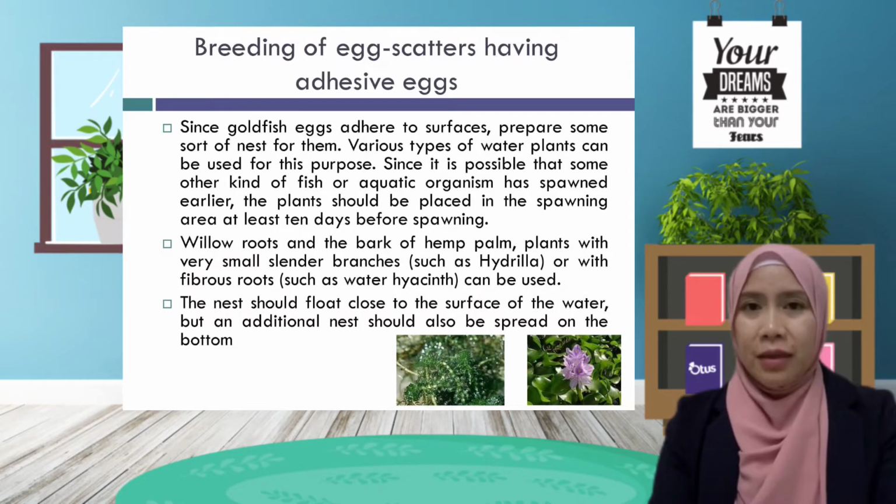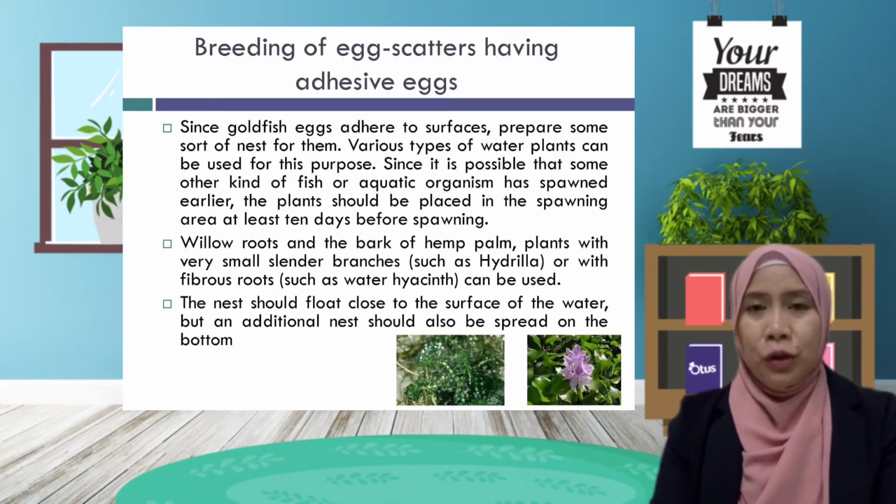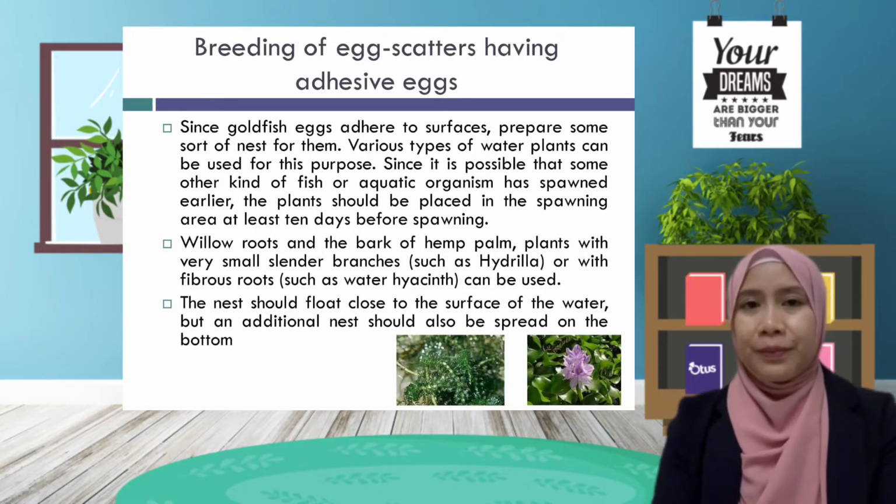Willow roots and the bark of hemp palm, plants with very small slender branches such as hydrilla, or with fibrous roots, can be used. The nest should float close to the surface of the water, but an additional nest should also be spread on the bottom of the spawning area for those eggs that sink instead of adhering.